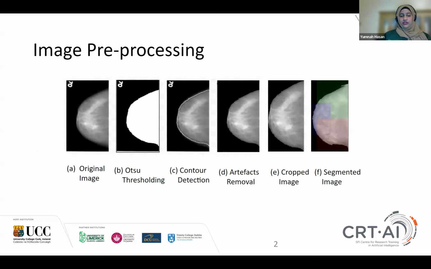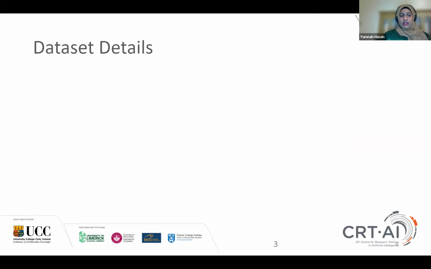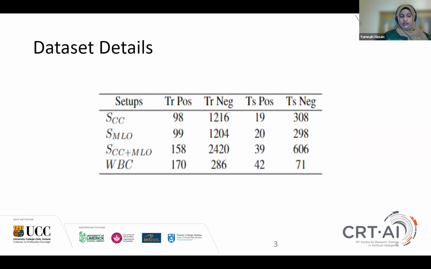So the Otsu thresholding is applied on the original image. And then we do the contour detection to remove the artifacts, as you can see in image C. And after removing the artifacts, we crop the external background and then segment the image into 3 segments, which are top, mid, and bottom.